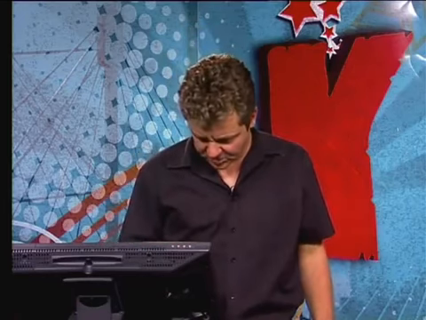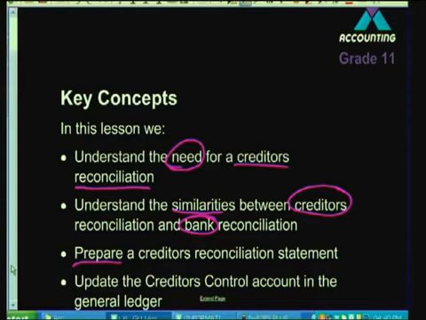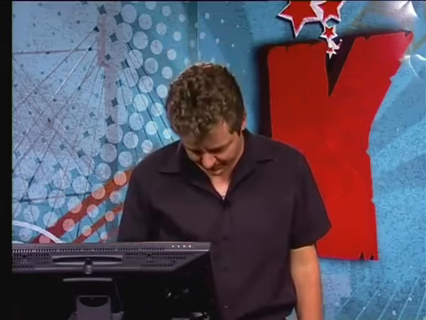And then finally, what's also important is to update your creditors control account in the general ledger, because your creditors control account is exactly what the name implies. It's something that keeps control of your creditors. It records how much money we owe our creditors at a specific time. But I'm sure you all know that by now, because in grade 10 you had to do the general ledger in a lot of detail. So today you're going to apply some of that grade 10 knowledge to the grade 11 concept of creditors reconciliation.